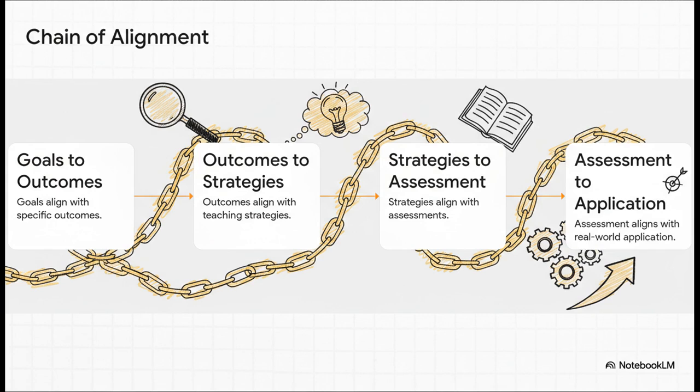Does your outcome actually align with your goal? Do your teaching strategies help students achieve that outcome? And this is the big one, does your assessment directly measure that outcome? When this chain is strong and unbroken, learning is effective, it's efficient, and it feels purposeful to the student.